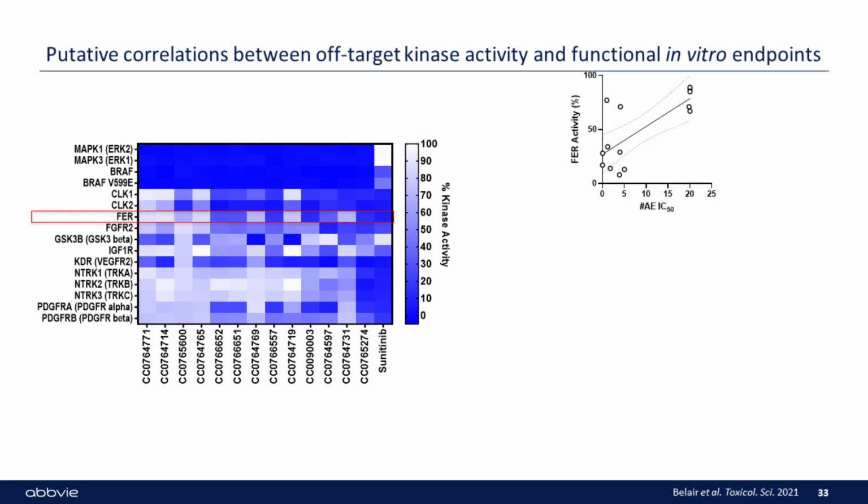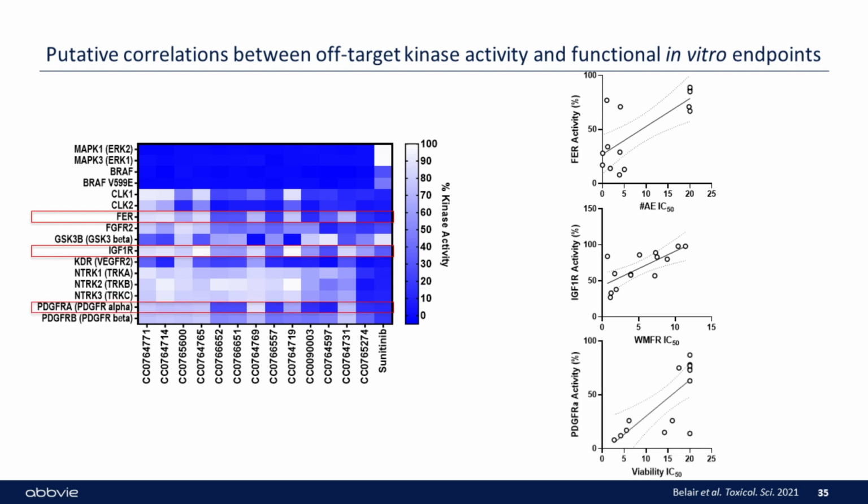The first example is FER activity was significantly correlated with potency of inhibition of the number of active electrodes in vitro. IGF-1R inhibitory activity was correlated with the potency of inhibition of weighted mean firing rate. And PDGFRA activity was significantly correlated with viability IC50, suggesting that inhibition of these kinases may be associated with these in vitro outcomes.